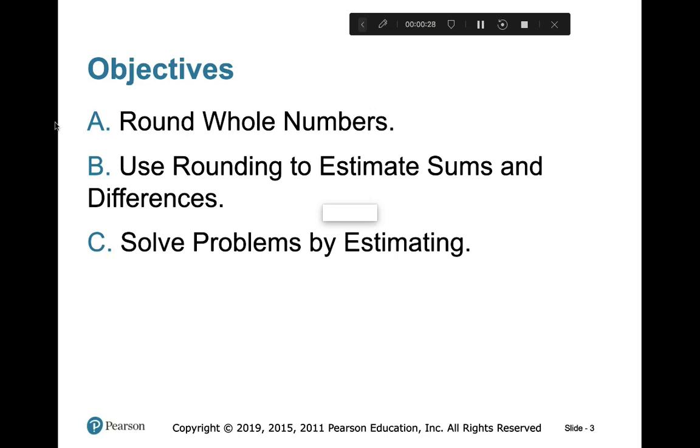Remind me what a sum is. What's a sum? An answer to an addition problem. What's a difference? The answer to a subtraction problem. We are going to solve problems by estimating. When it says solve problems, that means word problems.